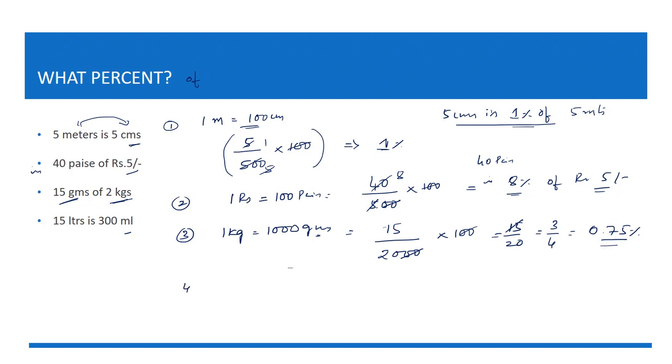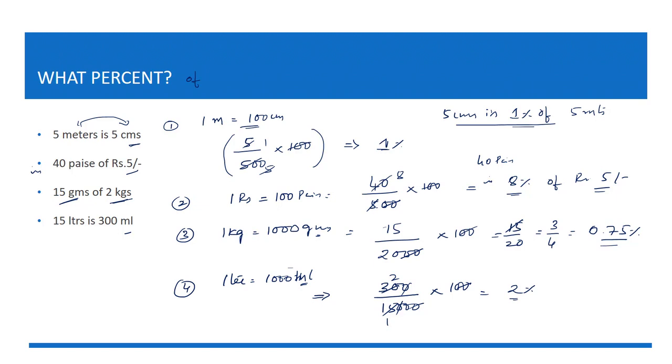Let me go with the fourth one, that is liters to milliliters, right. So 1 liter is equal to how much? 1000 milliliters, ml. Now let us apply that. So we need to calculate 300 ml divided by 15,000 ml into 100. So 2 zeros I will cancel. 15 1s are 15, 2s are, which means 2%.